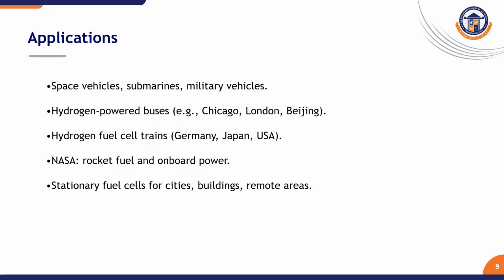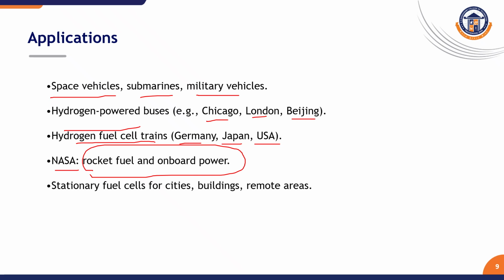What are the applications? Mostly it is used in space vehicles, submarines, military vehicles and hydrogen powered buses, which are running in Chicago, London and Beijing. Hydrogen fuel cell trains are also available in Germany, Japan and the USA. NASA uses the H2-O2 fuel cell for rocket fuel and onboard power. There are also stationary fuel cells for cities, buildings and remote areas.